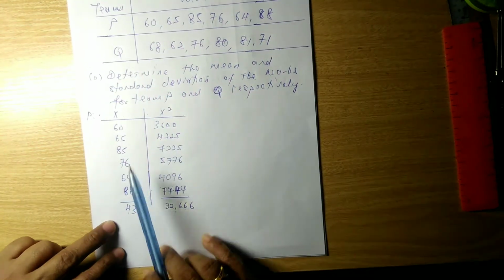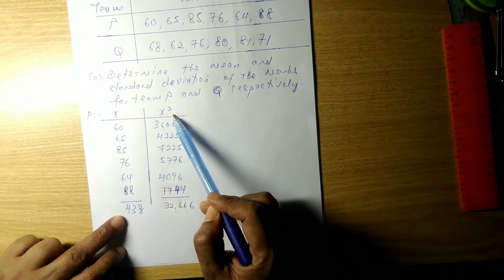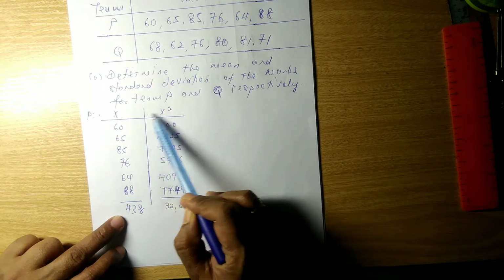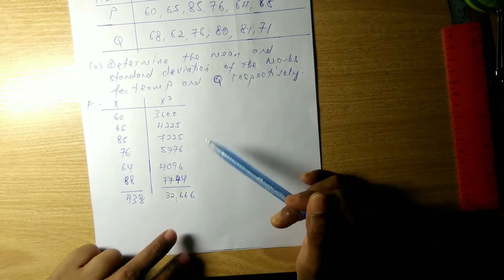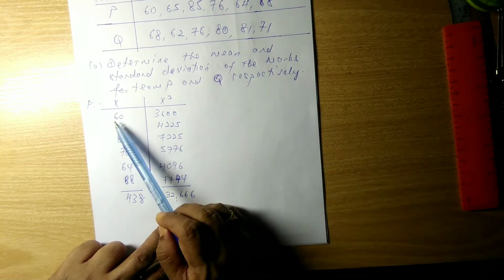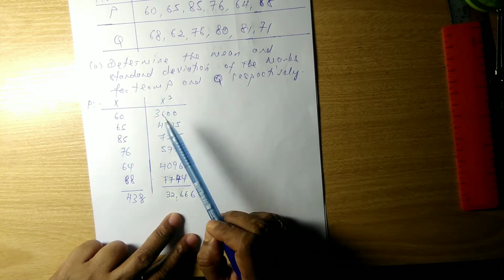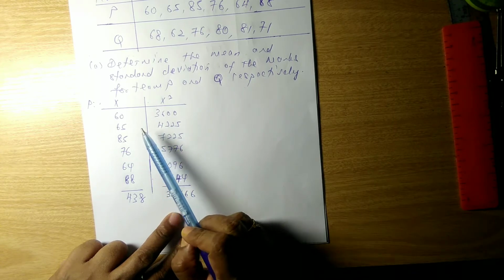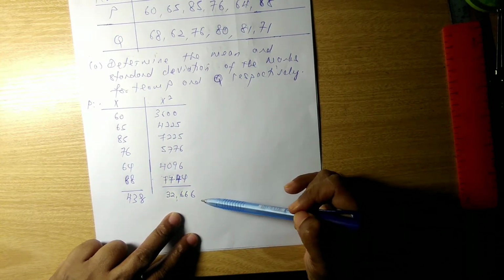If we are looking for the mean, what I did for team P was write it down vertically, my x and my x squared. My total for x I got as 438. The x squared means each individual mark is squared. So 60 squared is 3600, and 65 squared and so on. We add this up, and this is what I got.